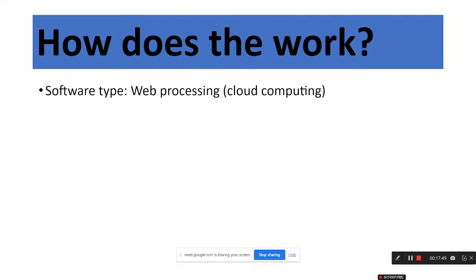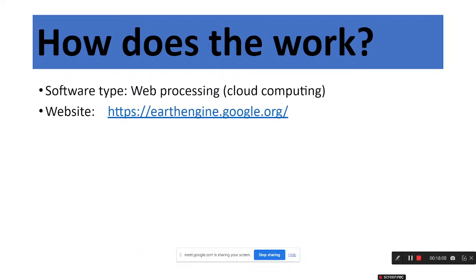You can write the code in Python, JavaScript or R programming language. The code sends a message to the Earth Engine server, and in a matter of seconds you can get the result from the server. This is the main website, earthengine.google.org, of the Google Earth Engine platform. You must be online when you want to use the platform.